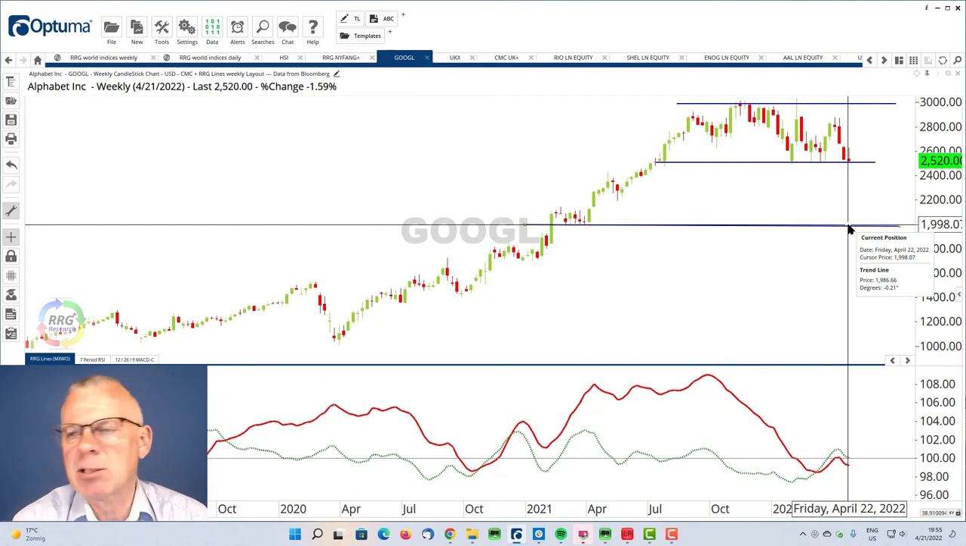I think that's a couple of very interesting observations, both on the country side and the individual stock side in the US with Google.